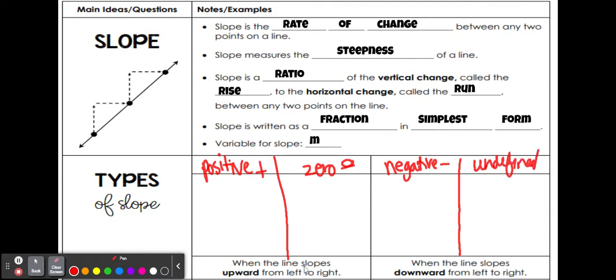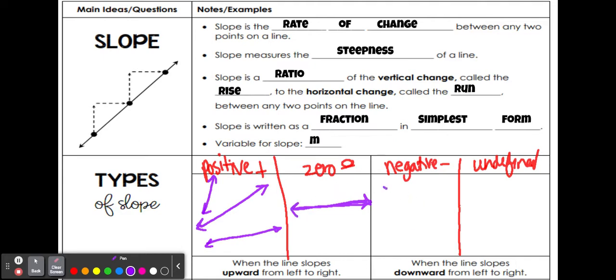So when a line slopes upward from left to right like this, it is a positive slope. And it can be steeper or it can be flatter. But if it's rising to the right, it's a positive slope. It'll be a positive fraction. A zero slope is flat. It's a horizontal line. That's a horizontal line. And the slope is zero.